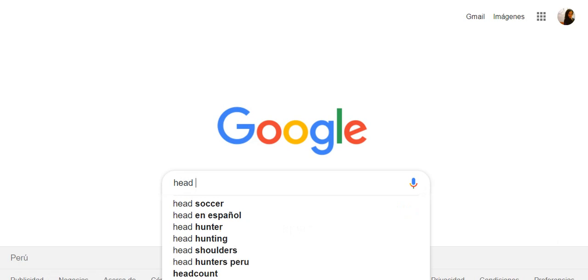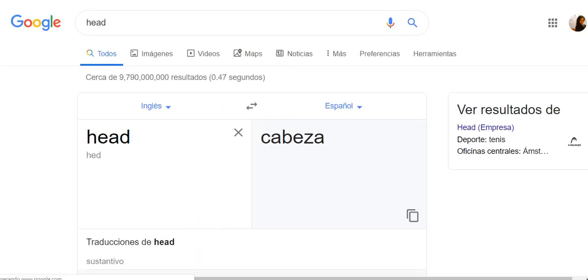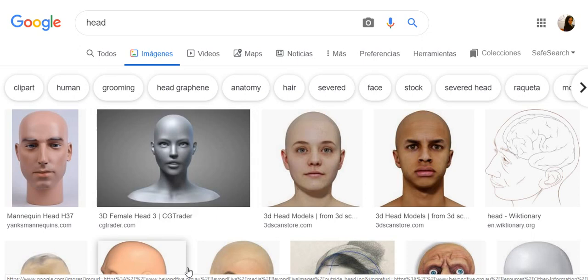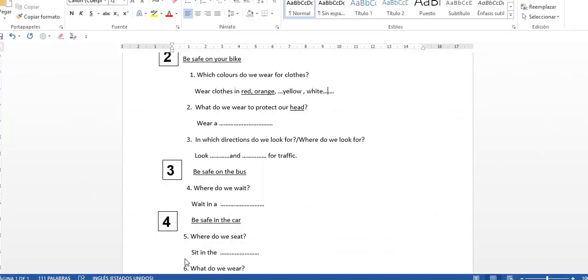Head. That is vocabulary. You can go to images. That is head. So, what do we wear to protect our head? Wear a. Okay, in paragraph two.